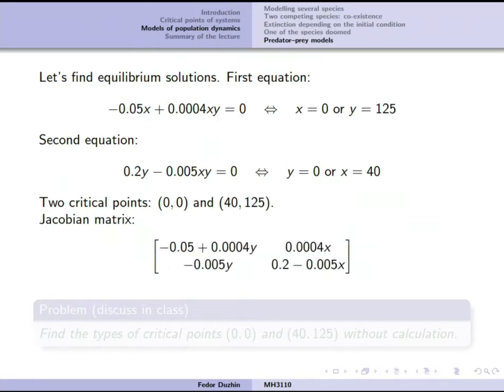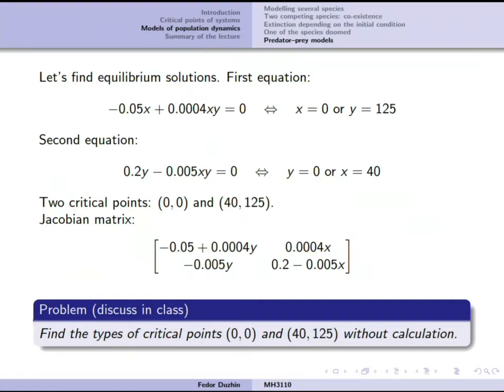Here is the Jacobian matrix. And the little challenge for you is to find the types of these critical points without calculation. So I suggest that you pause the lecture and try to do it. And now I'm going to explain.